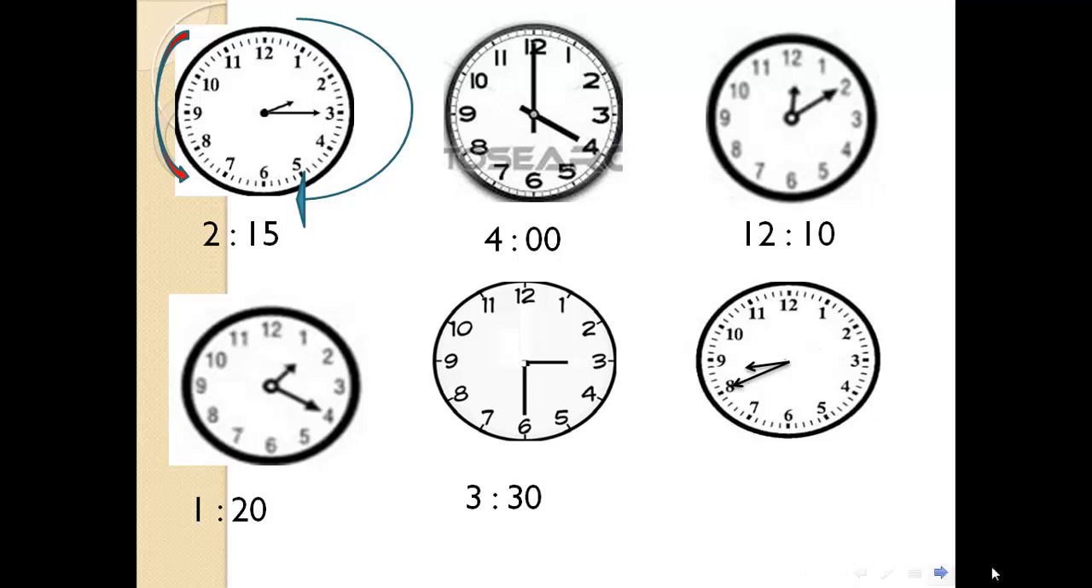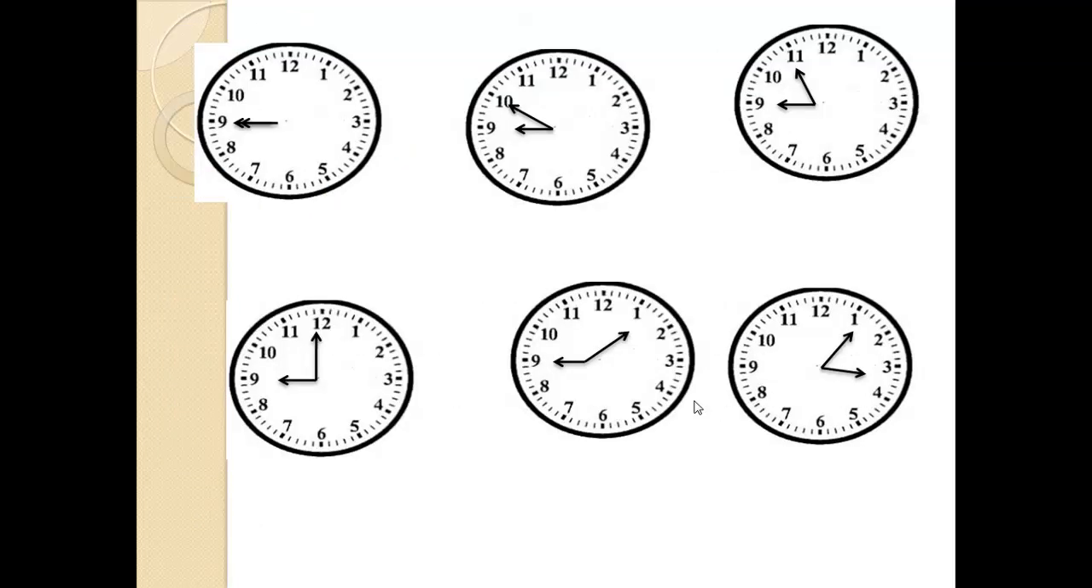The long hand also indicates 8. How many minutes here? Count by 5: 0, 5, 10, 15, 20, 25, 30, 35, 40. So the time is 8:40. When you see the short hand between two numbers on the clock, take the smallest number. Understand? Okay.